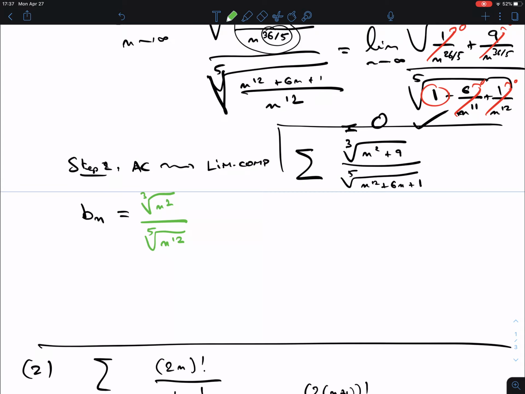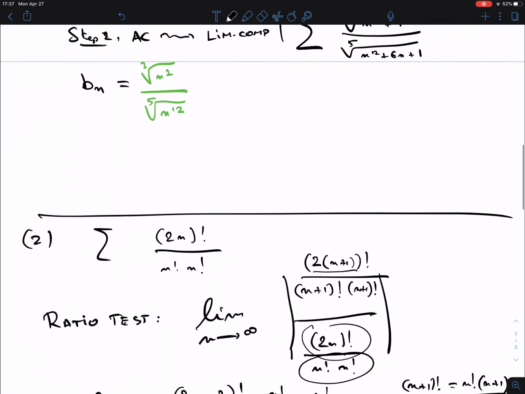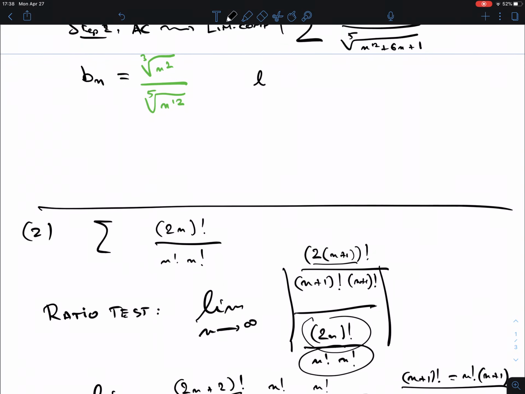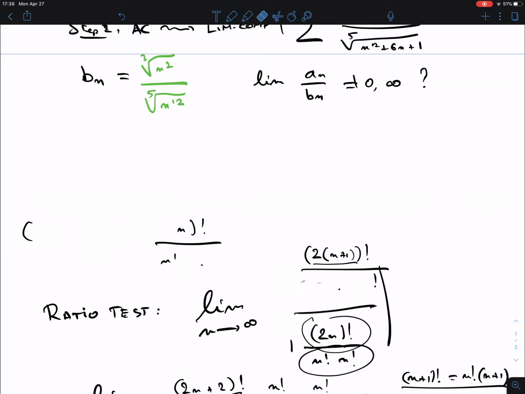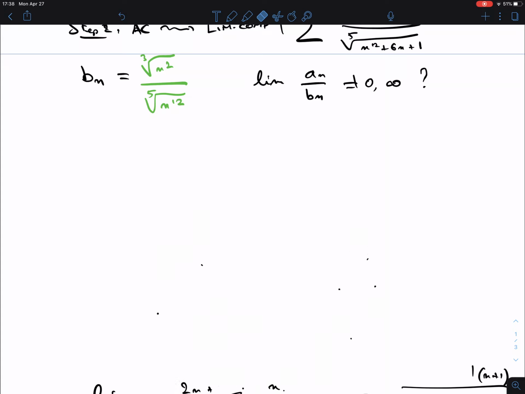And then, before we go any further, we have to show that this limit of an over bn is not 0 or infinity. So that's the next thing we have to do. This guarantees us that we made the right choice. But I need to see this work. Even if you made the right choice, I need to see this limit. That's always going to be part of it, so don't skip that.